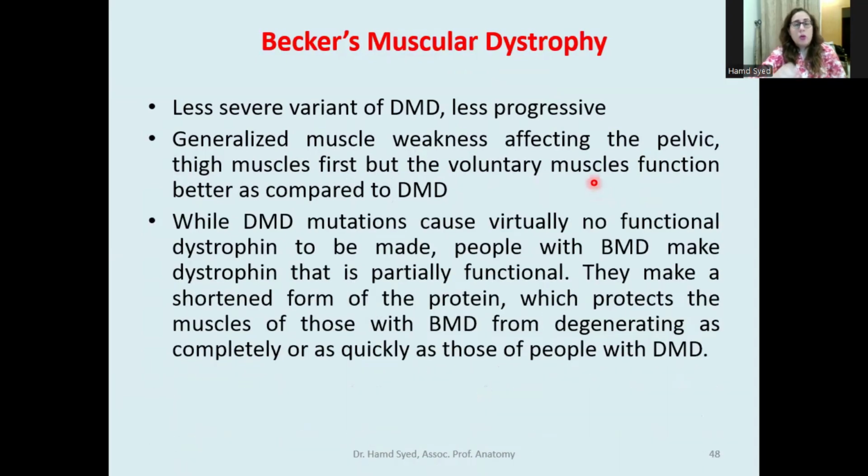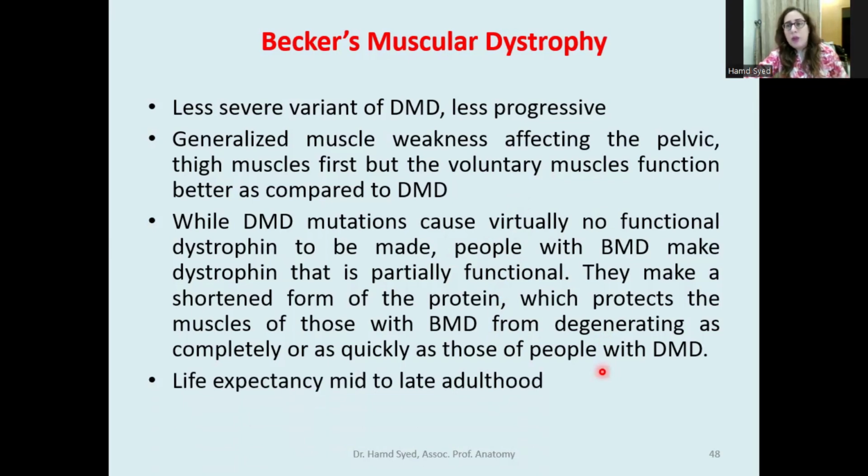Now, what is the cause of Becker's muscular dystrophy? In this case, there's also a mutation of the protein dystrophin. But whereas in Duchenne muscular dystrophy there is virtually no functional dystrophin being made, in people with Becker's muscular dystrophy, dystrophin is partially functional. So they make a shortened form of this protein, which protects the muscles from degenerating as completely or as quickly as those of people with DMD. So the life expectancy is better in this case, like mid to late adulthood.